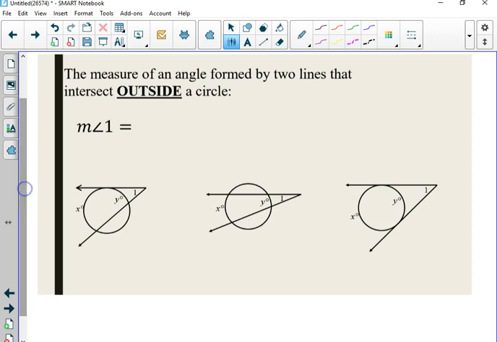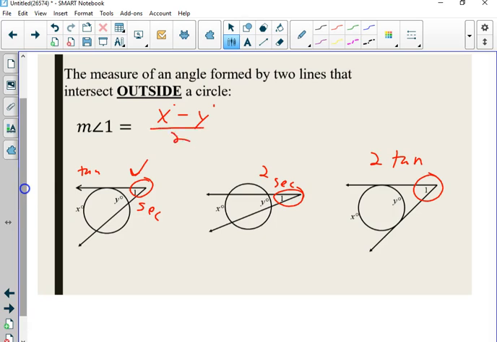Okay, what about if they're outside? Now notice we have two different things here. On this one, we have a tangent and a secant. So here's our tangent, and there's our secant. Here we basically have two secants, and here we have two tangents. Either way, they form an angle outside of the circle. So what we're going to do now is x minus y divided by 2.